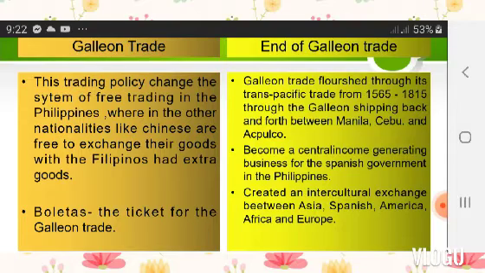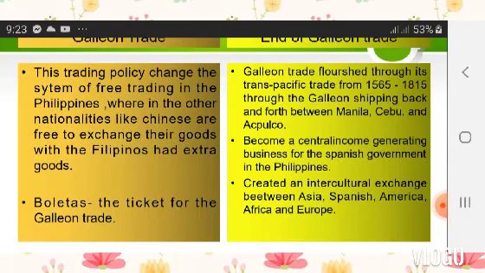The galleon trade followed a trans-Pacific route from 1565 to 1815, with galleon shipping back and forth between Manila, Cebu, and Acapulco. It became a central income-generating business for the Spanish government in the Philippines, and also created an intercultural exchange between Asia, Spain, America, Africa, and Europe.